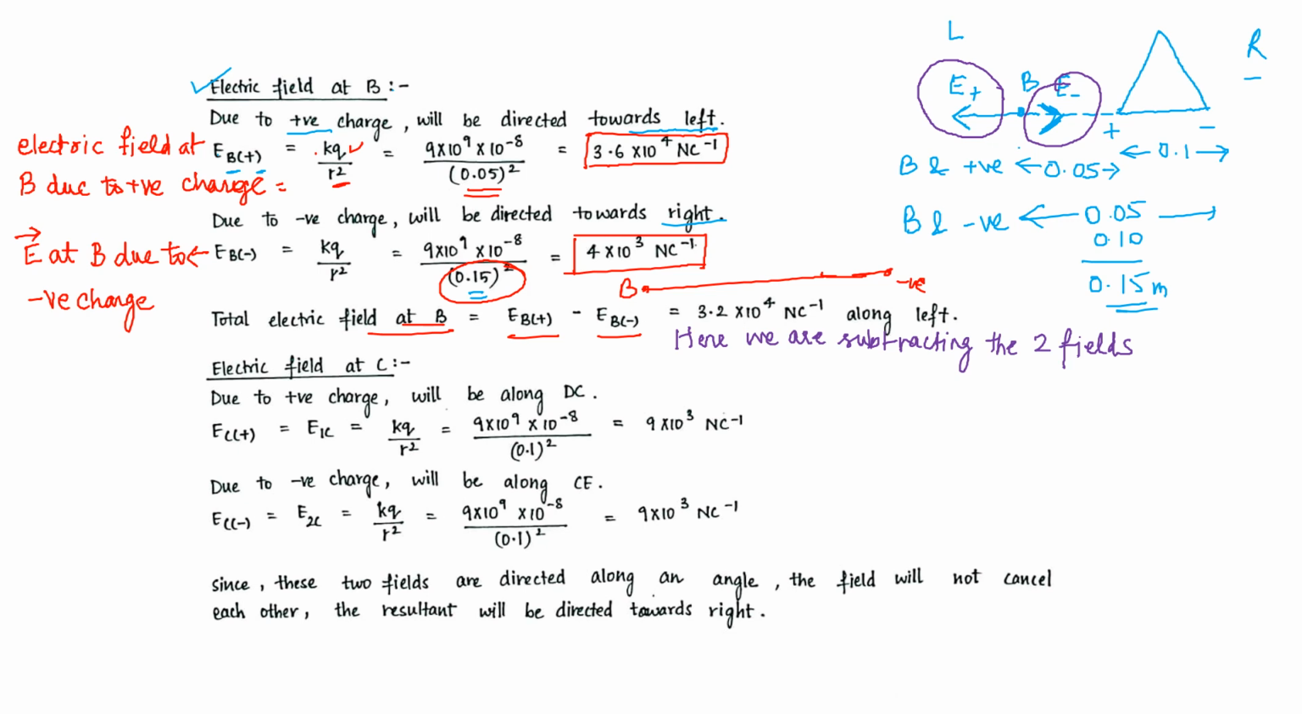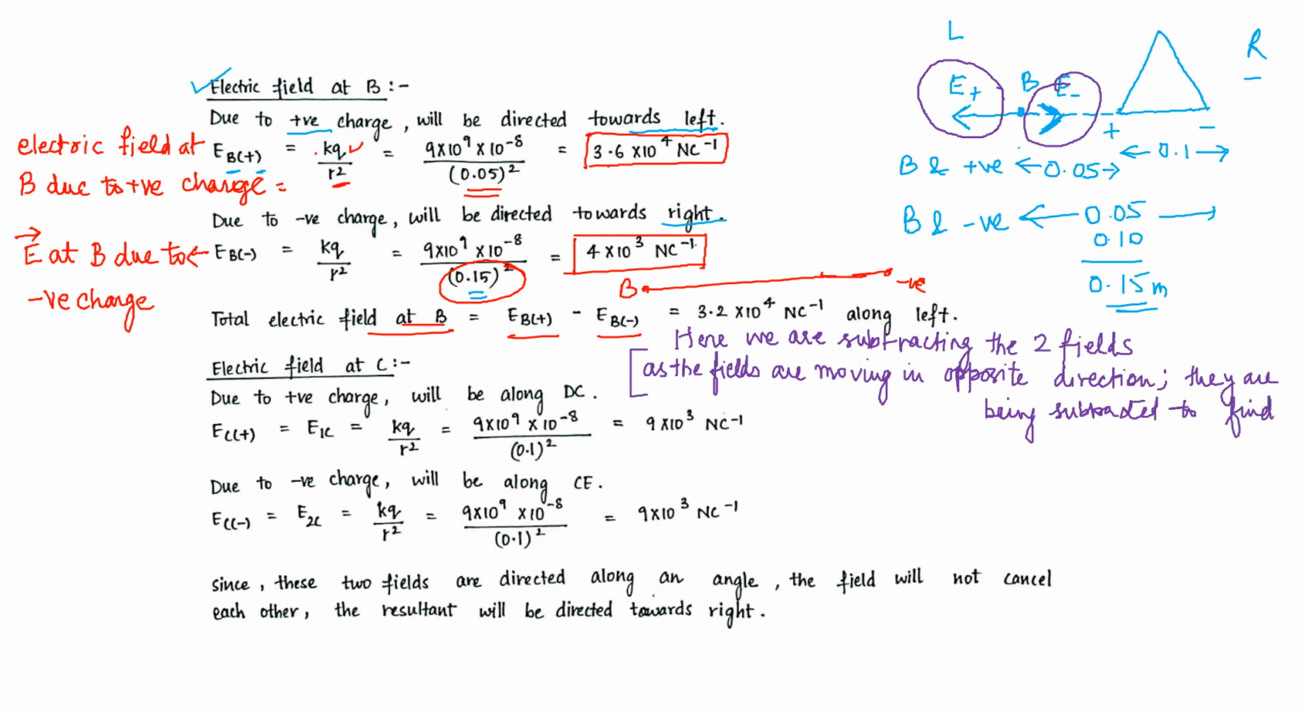So I'll write the justification here: as the fields are moving in opposite direction, they are being subtracted to find the resultant. Okay. Now the third case is electric field at C.